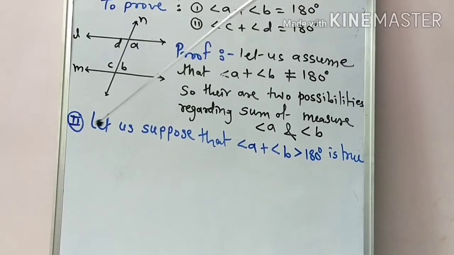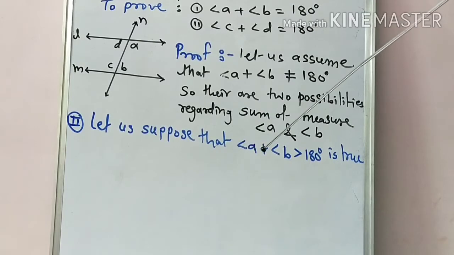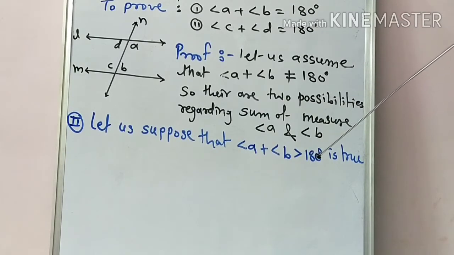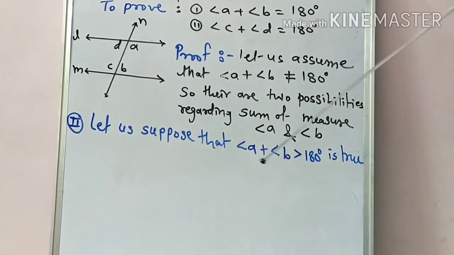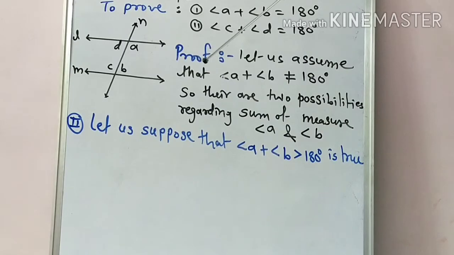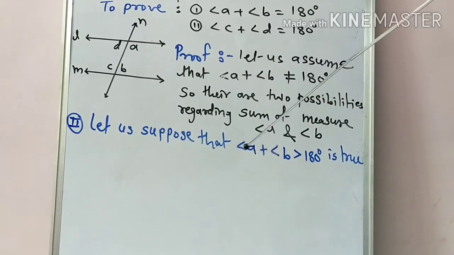So here we are taking that second possibility, angle A plus angle B greater than 180 degree, is true. Okay, the Euclid postulate says if the sum of a pair of interior angles is less than 180 degree, then the lines, as we produce them in the direction of those angles, intersect each other. त्याच डायरेक्शनमध्ये जर त्या वाढवल्या तर त्या काय करतात, इंटरसेक्ट करतात. कधी, if the sum of a pair of interior angles is less than 180 degree.